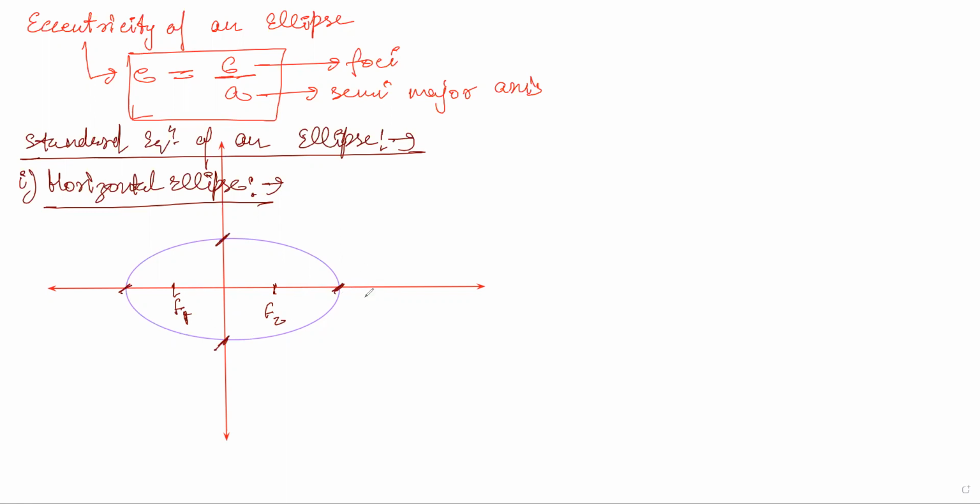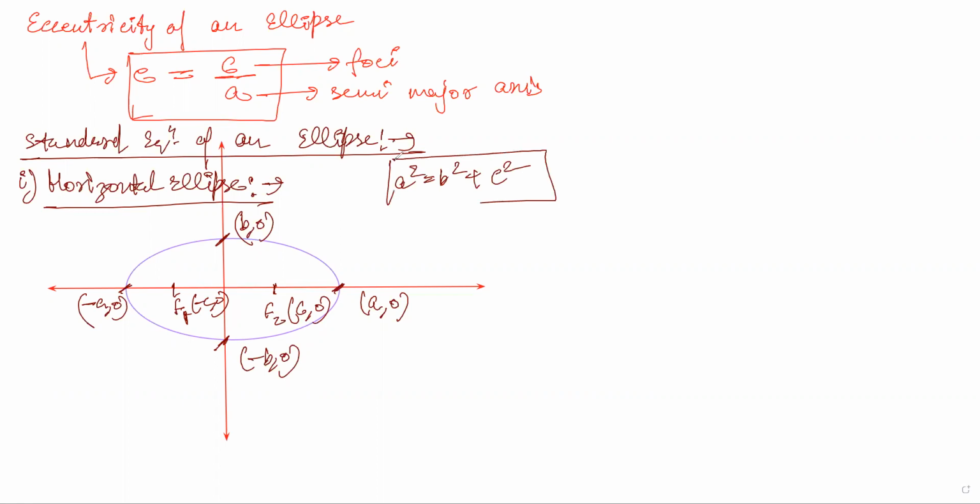So we know this point is a comma 0. This is minus a comma 0. A will always be for the semi-major axis. Now this point is b comma 0 and this is minus b comma 0, and the foci are c comma 0 and minus c comma 0. Right? We already know a relation, a square is equal to b square plus c square. Right? We want to find the standard equation of an ellipse.